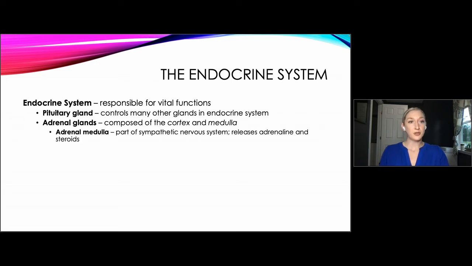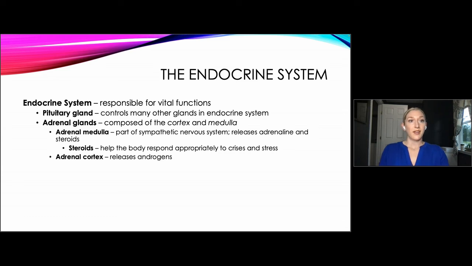So the adrenal medulla is part of the sympathetic nervous system, and it releases adrenaline as well as steroids into the body. Steroids then help the body respond appropriately in crisis and times of stress. The adrenal cortex releases androgens, and androgens produce anabolic effects that increase retention and synthesis of proteins so that our tissues can grow.